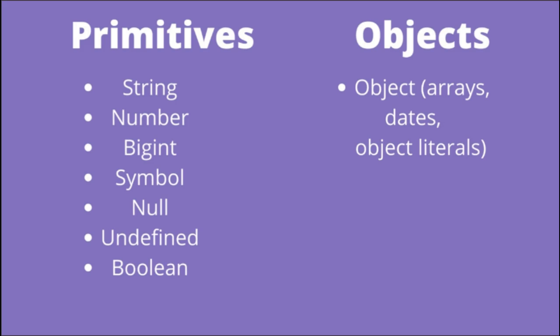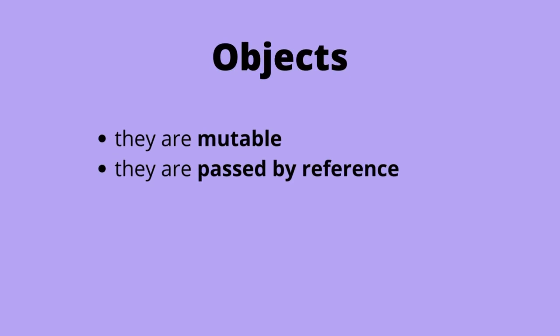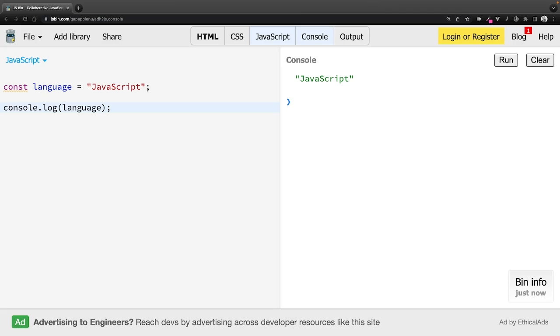Non-primitive data types are only objects, like arrays, object literals, dates, etc. They are mutable and they are passed by reference. Let's see what it means that primitives are immutable.